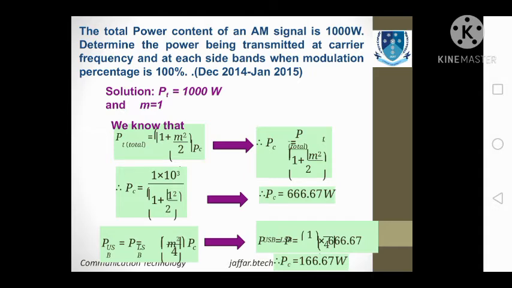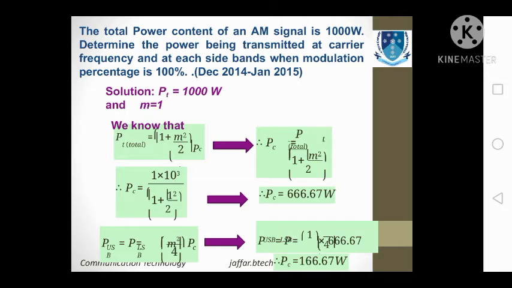So the examiner has asked what are the percentages, how much power from this 1000 watt or 1 kilowatt is divided in the sidebands, and how much there is for the carrier. First of all, we find the power used by the carrier. Out of that 1000 watt, if you use the same formula, PT, the total power transmitted, is equal to (1 plus index square divided by 2) into PC.